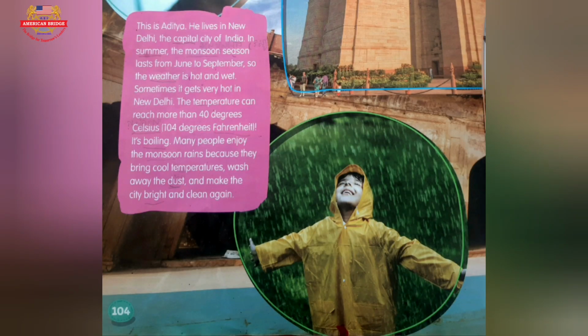Let's start. A. Listen and read. Summer in New Delhi. This is Aditya. He lives in New Delhi, the capital city of India. In summer, the monsoon season lasts from June to September, so the weather is hot and wet. Sometimes it gets very hot in New Delhi. The temperature can reach more than 40 degrees Celsius, 104 degrees Fahrenheit. It's boiling. Many people enjoy the monsoon rains because they bring cool temperatures, wash away the dust, and make the city bright and clean again.